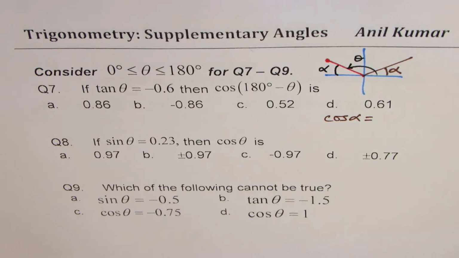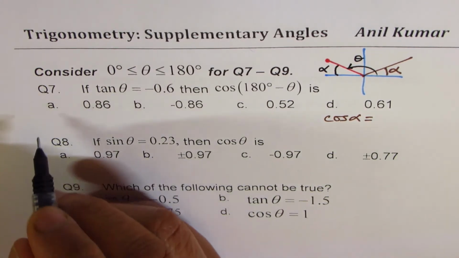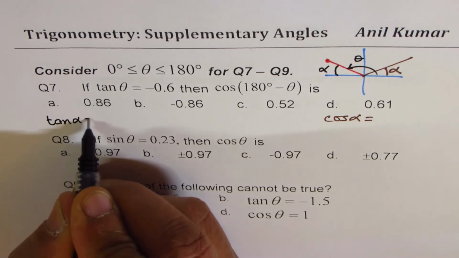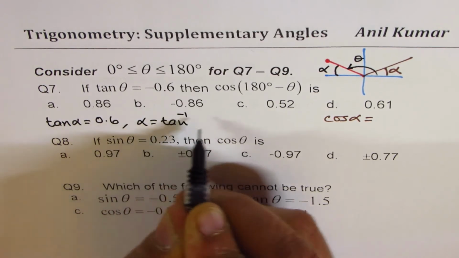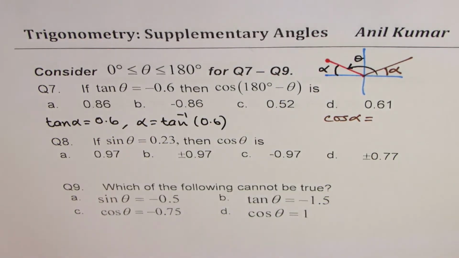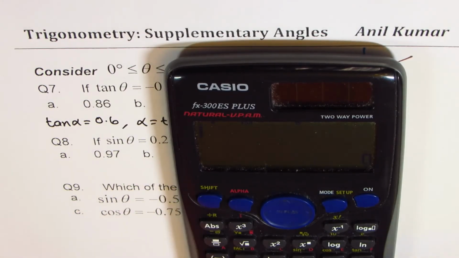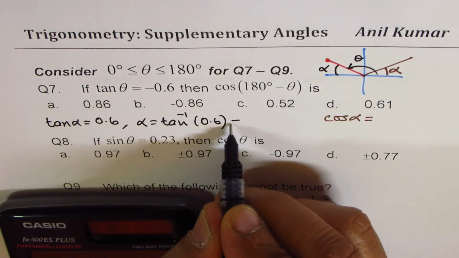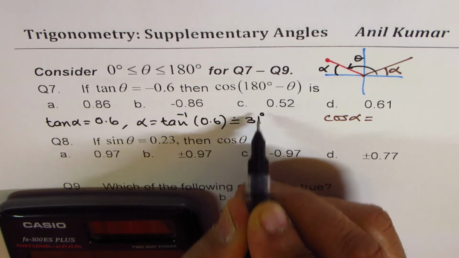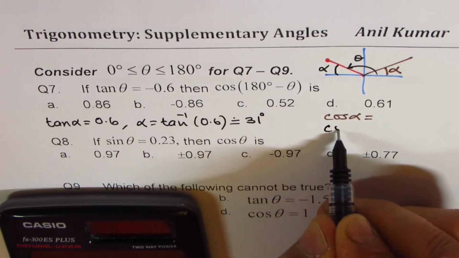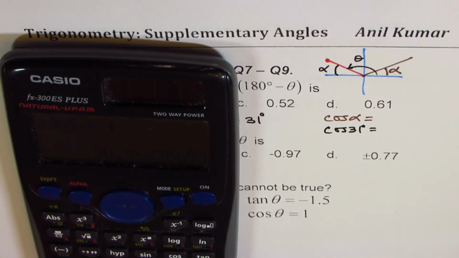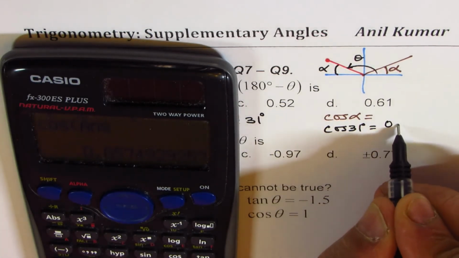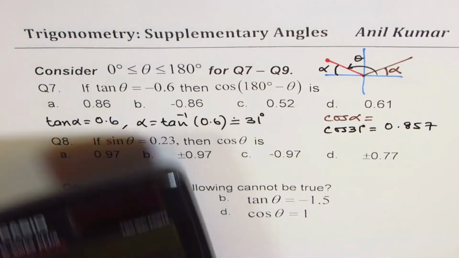So let's use our calculator to find the angle alpha. We can write this as tan alpha equals positive 0.6. So alpha equals tan inverse of 0.6. Let's use the calculator. Shift tan inverse 0.6 equals 30.96. So we can write this as 31 degrees. So what is cos of 31 degrees? Let's figure this out. I'll take cos of the angle which I have, which is equal to 0.857. So definitely a positive answer.